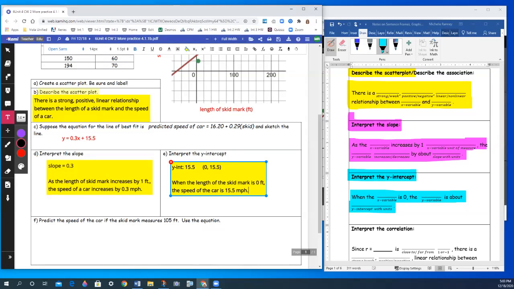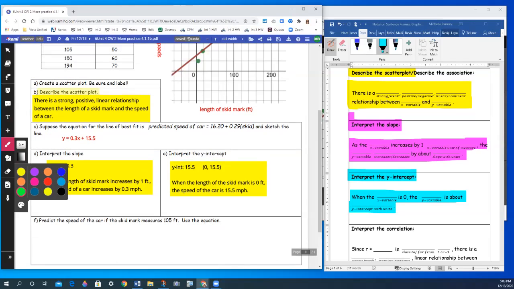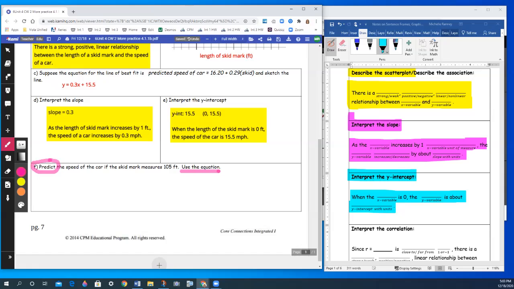Okay. Predict the speed of the car if the skid mark measures 105 feet. So always when they say predict, even if they don't say use the equation, that's what you use. You always use your equation. Prediction is from your equation. It's not from your table. So I'm going to use my equation.